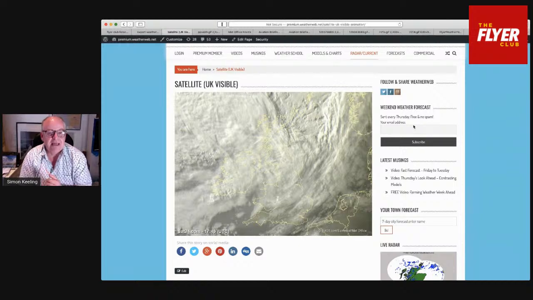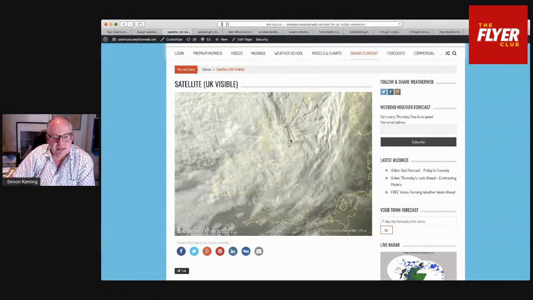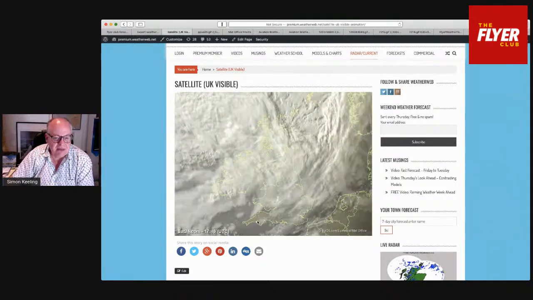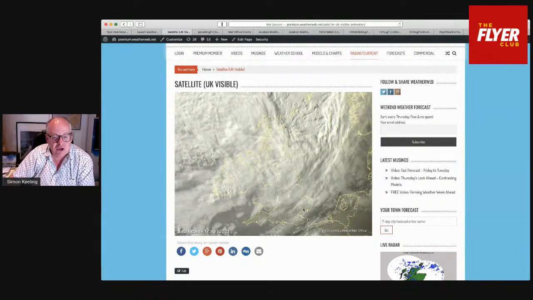So what can we see today? Well, lots and lots of cloud around on the satellite picture today, affecting many parts of the country. If you were lucky enough to be across southern, southeastern England and southwestern England, you can see there the cloud is more broken, so some beautiful sunshine there. But for the majority of the country, it was quite cloudy.